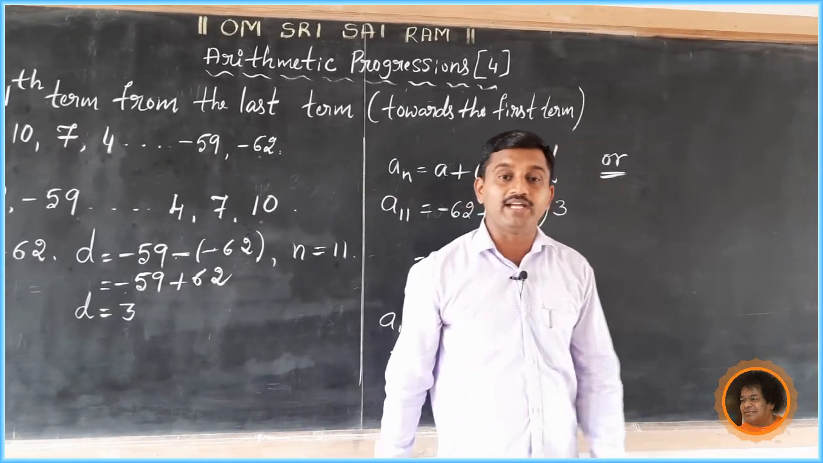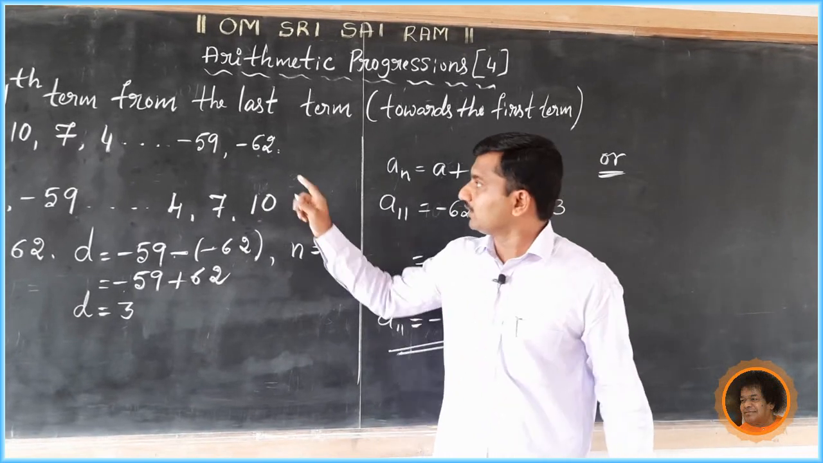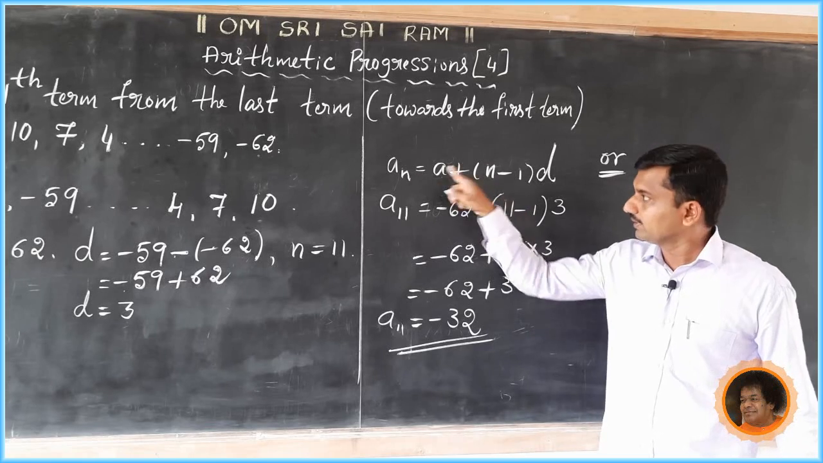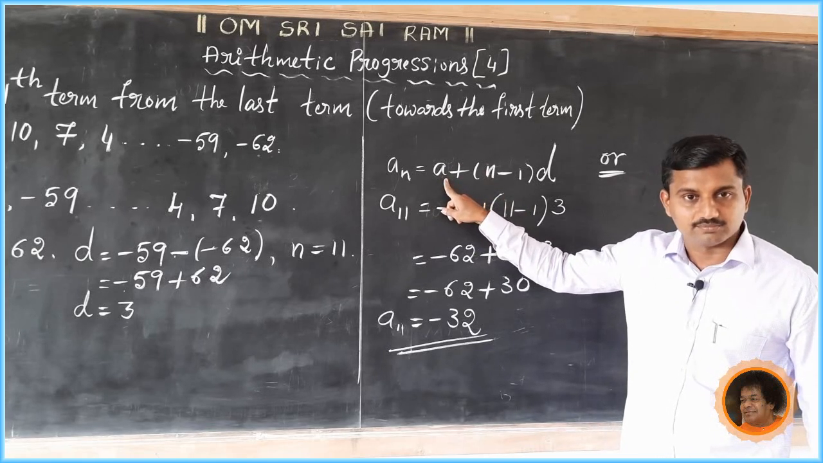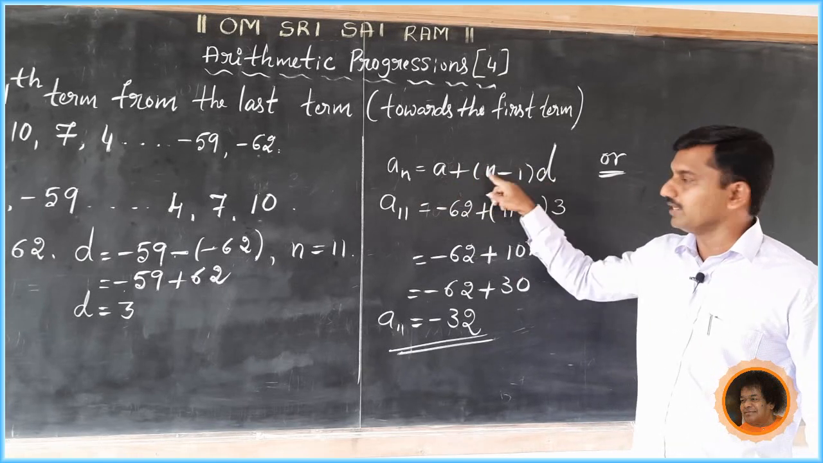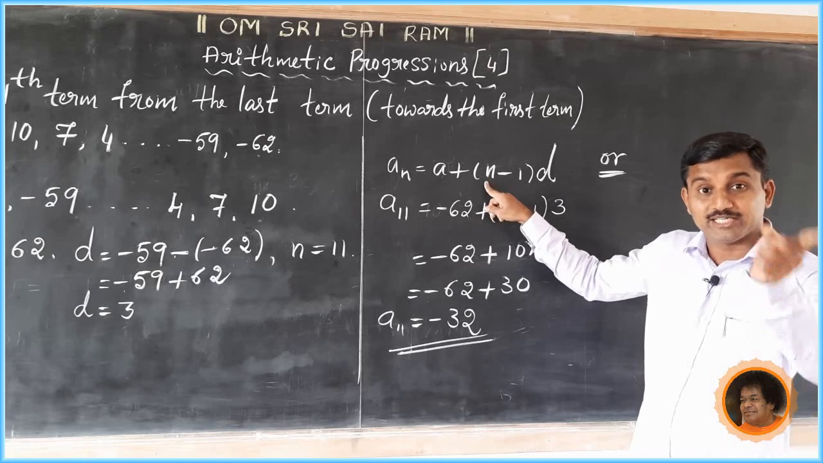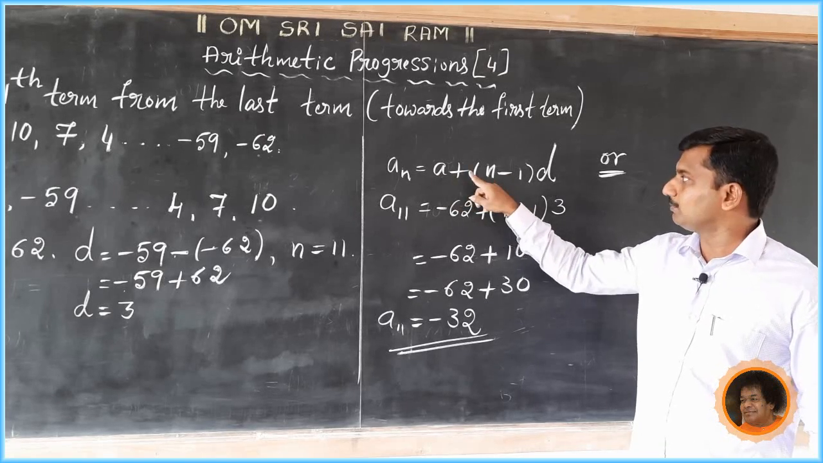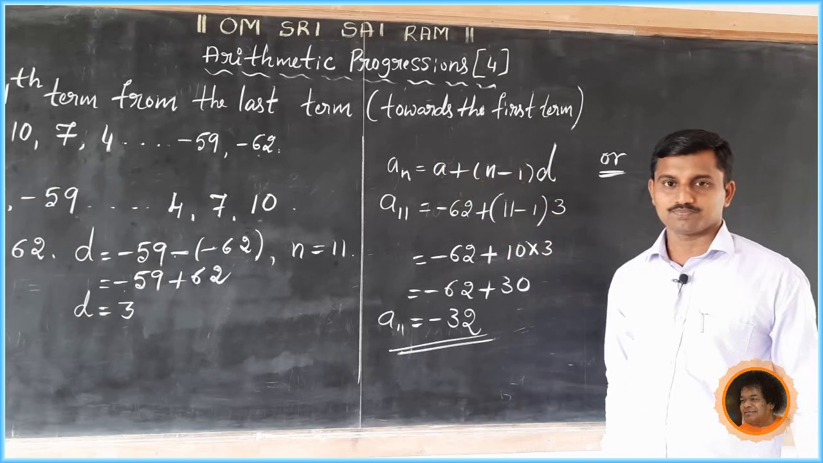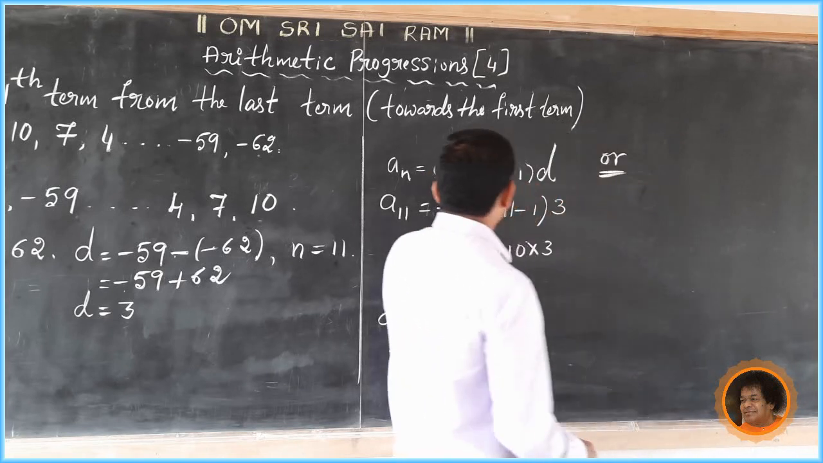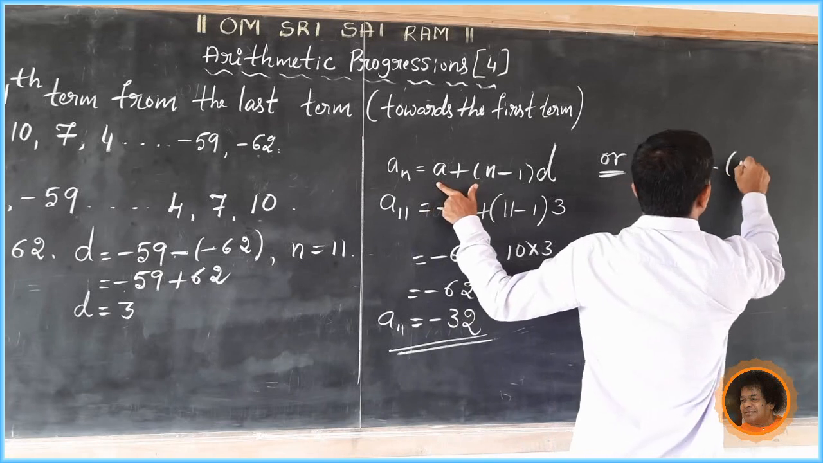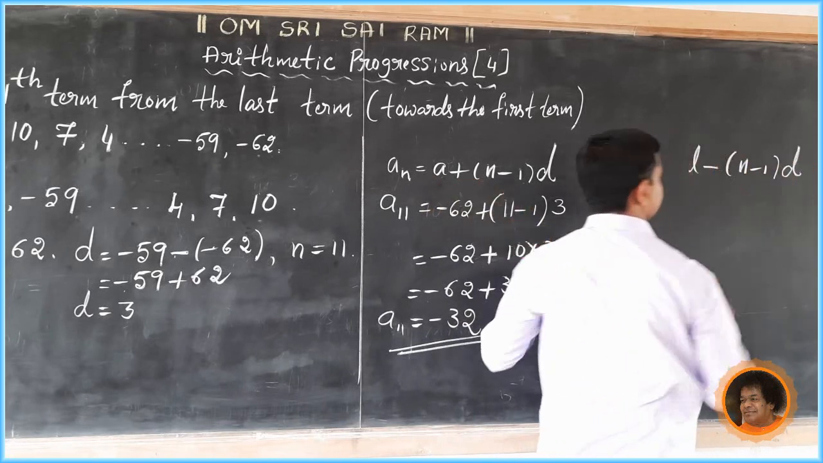What is the formula to find the nth term of an AP? Nth term of an AP, an equal to a plus n minus 1 into d. That is no doubt. Nth term, a first term, plus common difference with respect to the number of terms. That is the nth term. Now we can write the formula as l minus n minus 1 into d.